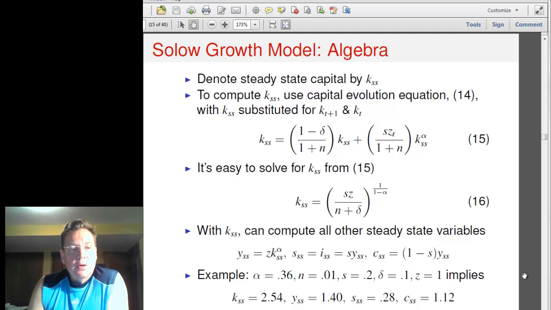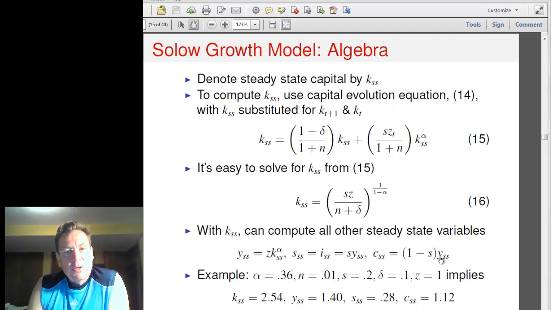We're now going to put the Solow model on a spreadsheet. And the first thing that we'll do is we'll use this formula to compute the steady state capital stock. And then we will derive all the other steady state values accordingly.